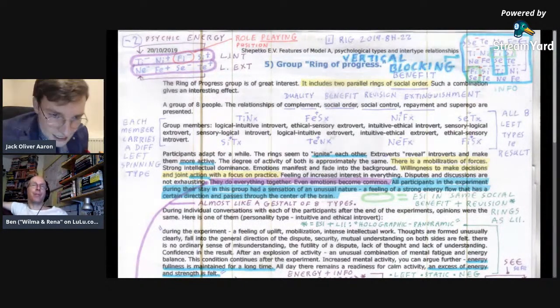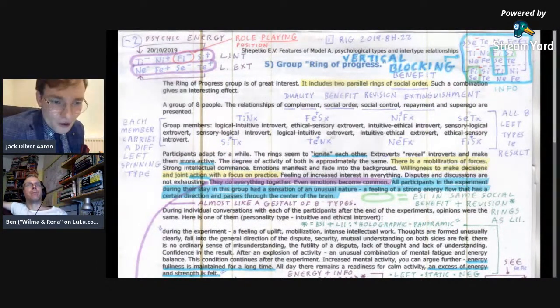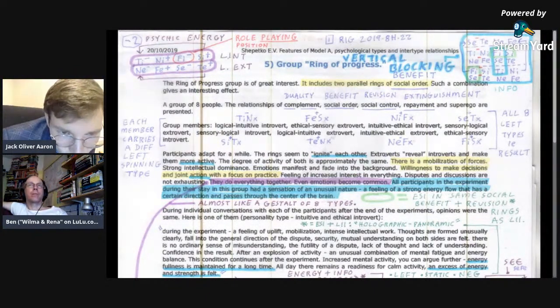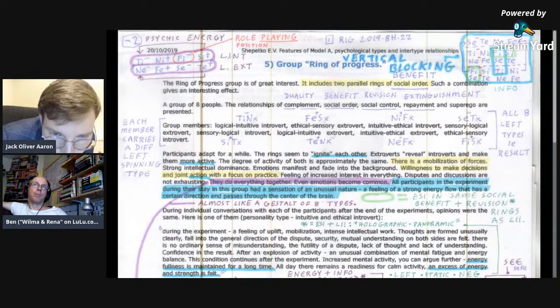Okay, that's good. So when you put together all process types or all result types, to adapt for a while, the rings seem to ignite each other. Extroverts reveal introverts and make them more active. The degree of activity of both is approximately the same. There is mobilization of forces, strong intellectual dominance, emotions manifest and fade into the background, willingness to make decisions and joint action with a focus on practice, feeling of increased interest in everything. Okay, and it has the control, I imagine.